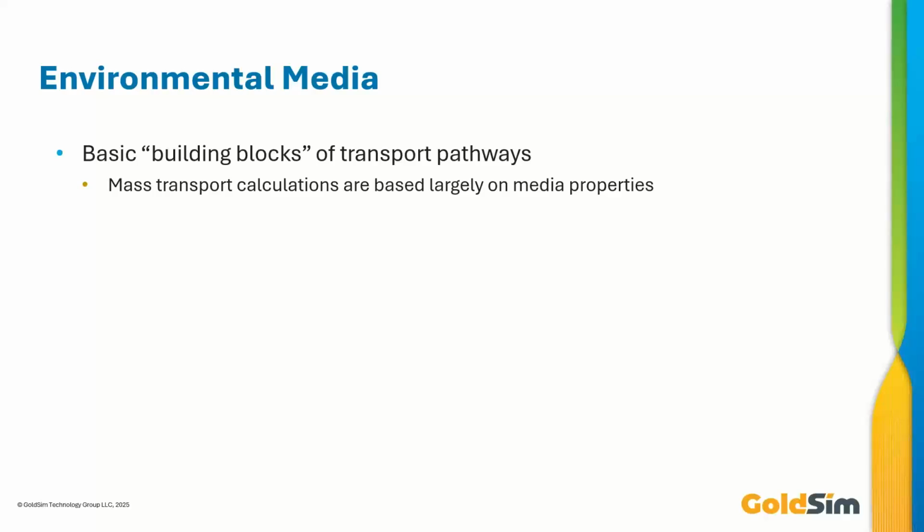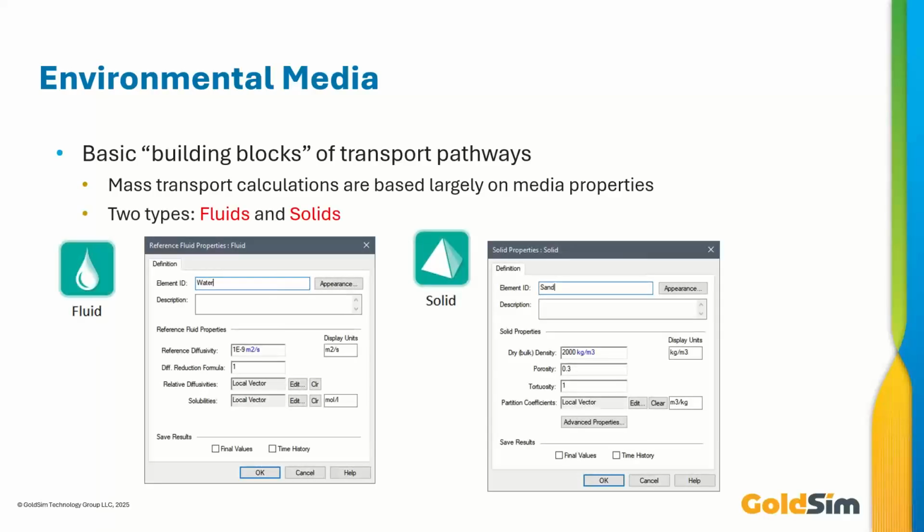The media are really the building blocks of these transport pathways. And there are two types of media in GoldSim, and we'll see this in our examples. There are fluids and there are solids. The fluid that will be in all your models will be water, of course, but you could have other fluids, air. If you've got some volatile species, or in complicated cases where you're modeling, let's say, some non-aqueous phase organics, you could have a fluid like oil or some organic fluid too. But for most people, you're just going to be dealing with water.